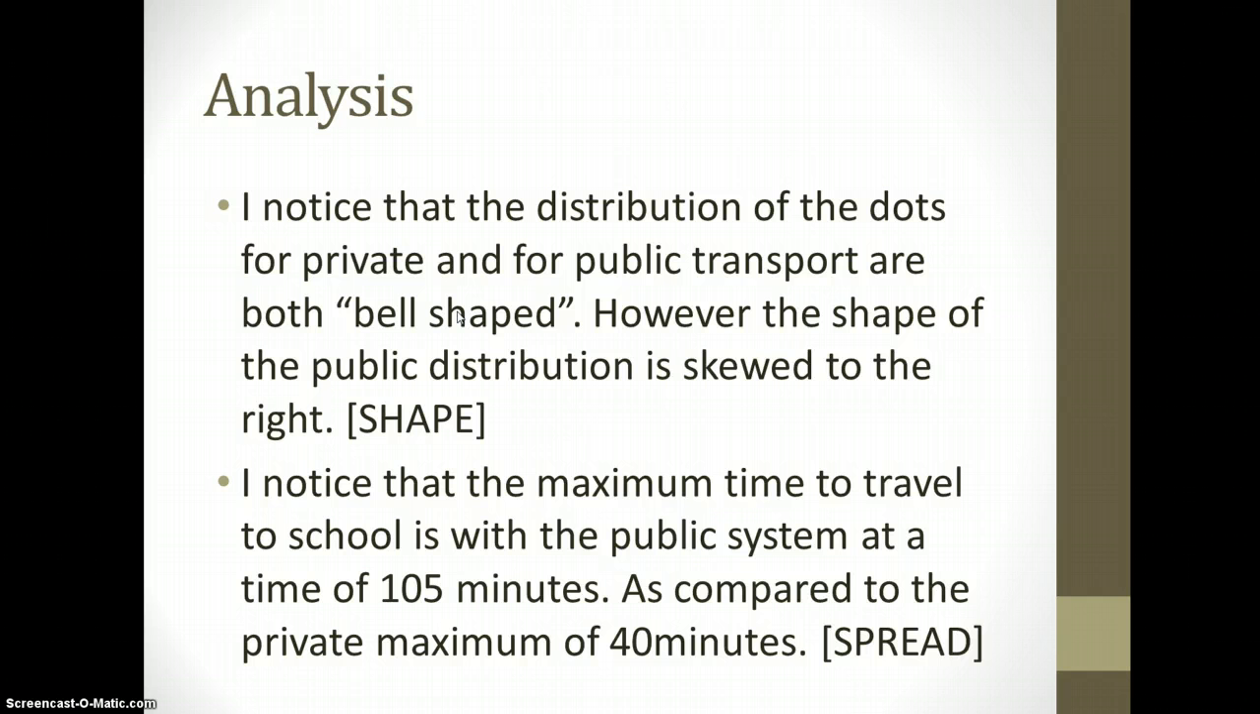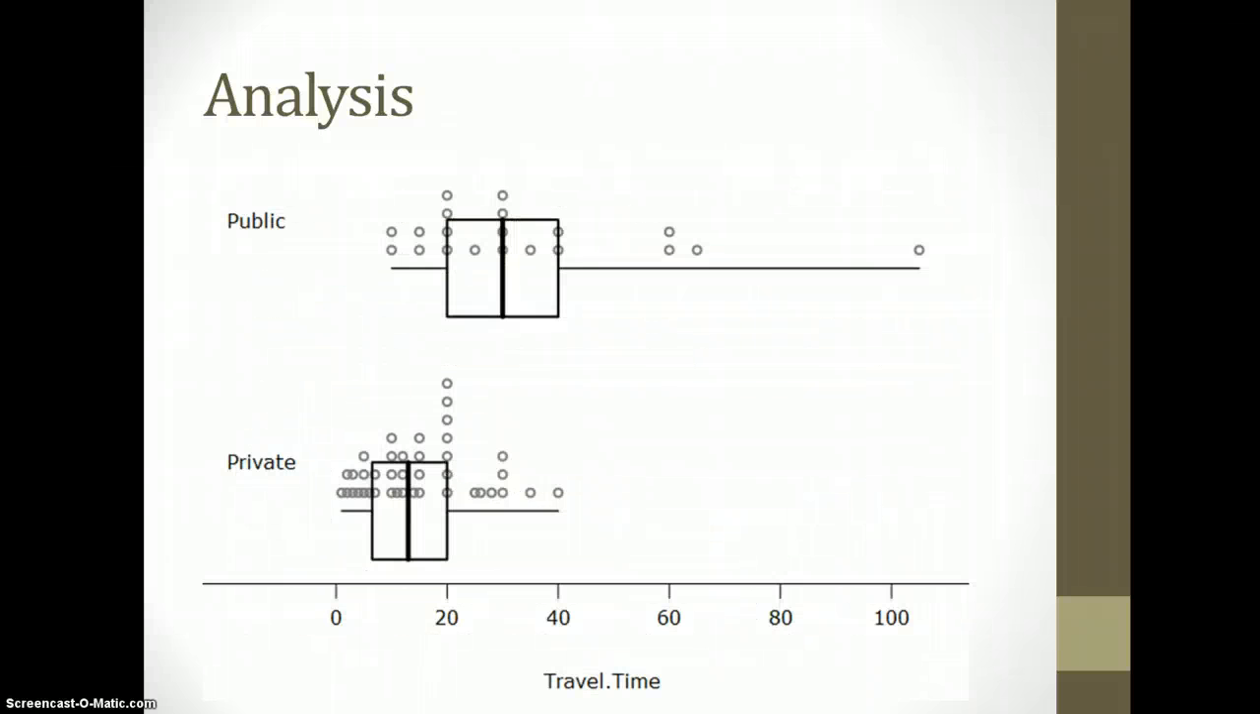Now, a bit of exam technique. You can start with "I notice", that is fine. The exam technique is, I've told the examiner that I know that the marking guide says talk about shape, talk about spread, and talk about centre. So each time I talk about the different elements, I actually write down, tell the examiner, this is what this statement is about. This statement's about shape. I notice that the distribution, another word for distribution is shape, I notice that the shape of the dots for private and for public transport are both bell-shaped. Do you agree? I hope so.